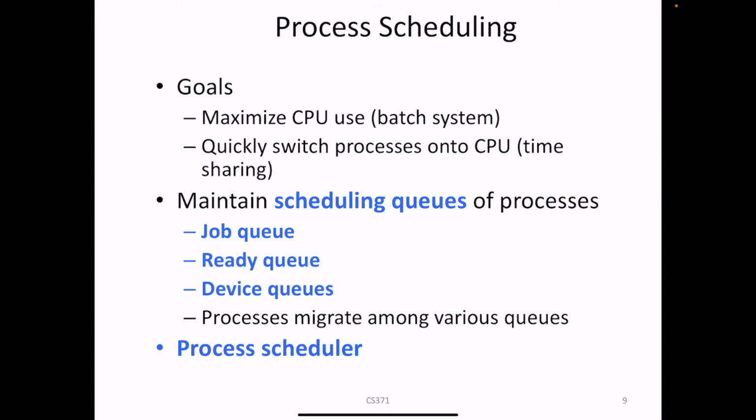The operating system will also run an algorithm called the process scheduler, which will decide which process can be put onto the CPU next. And this process must be chosen from the ready queue. As we already mentioned, only the processes on the ready queue can be put onto the CPU immediately.